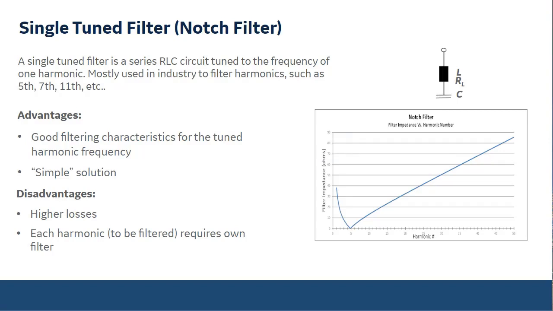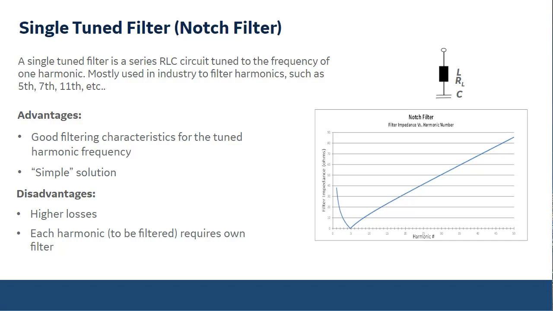Okay. Then the single tuned filter, also called notch filter, depending on what kind of literature you're reading. This is now very same to this detuned filter. Now we are just tuning it into some specific frequency. This has very good filtering characteristics. It's a very simple solution. There are disadvantages. It has higher losses, and each harmonic needs to be filtered by its own filter.